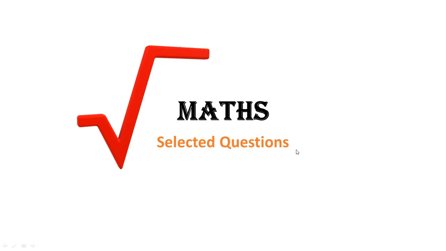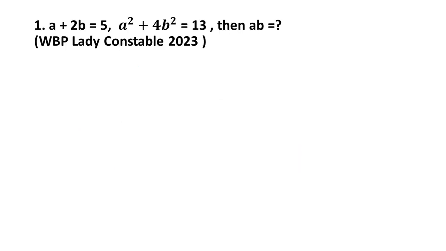First, there is a question. The question says: a plus 2b equals 5 and a square plus 4b square equals 13. Then what will be the value of a into b, or ab? This question came in the examination named Lady Constable, West Bengal Police Lady Constable 2023. That means it's a very recent examination. This type of question has come.